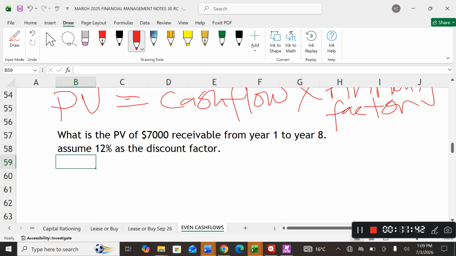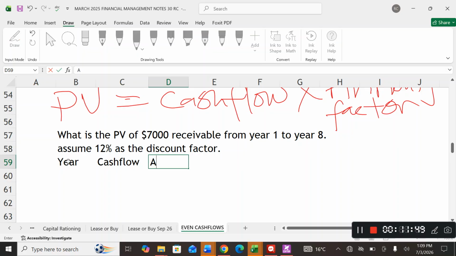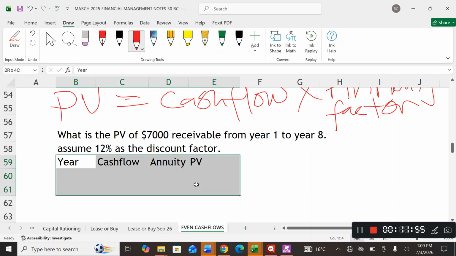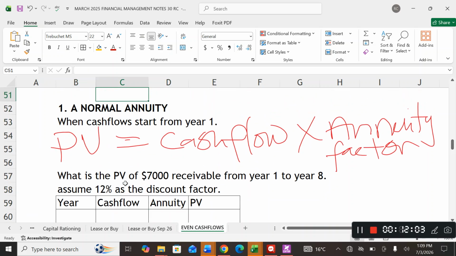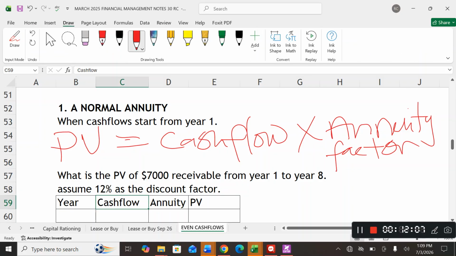I'm going to have year, cash flow, annuity, and PV, the present value. So how you come up with your annuity factor doesn't matter, but what is critical to understand here is that this is a normal annuity because our cash flow is starting from year one. So if a cash flow is starting from year one, we call it a normal annuity.